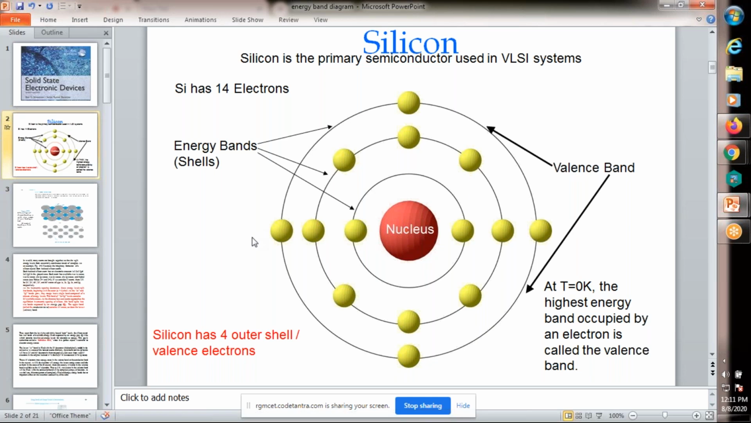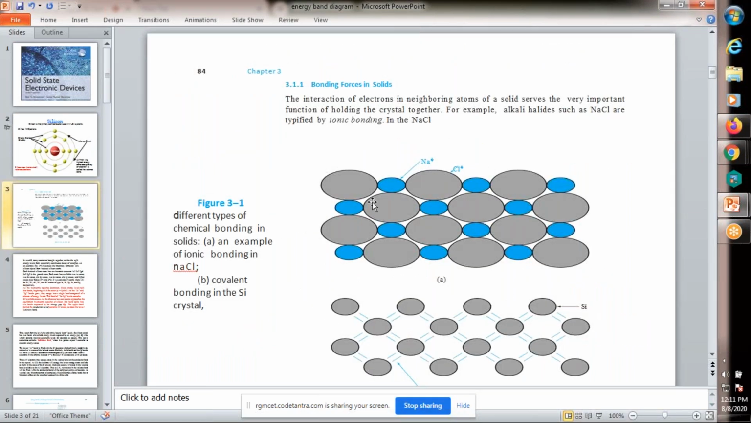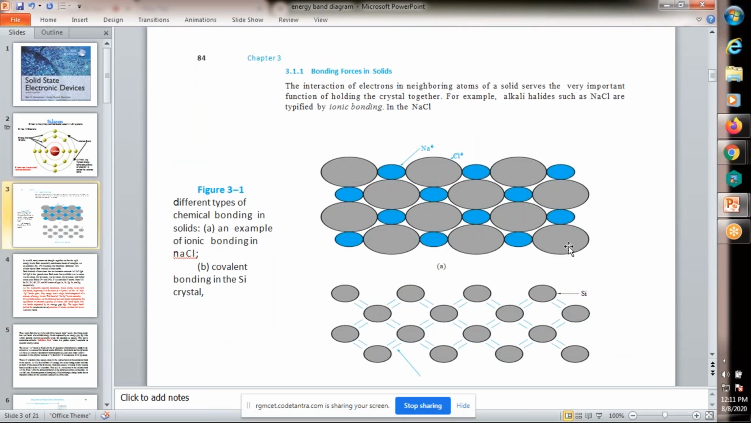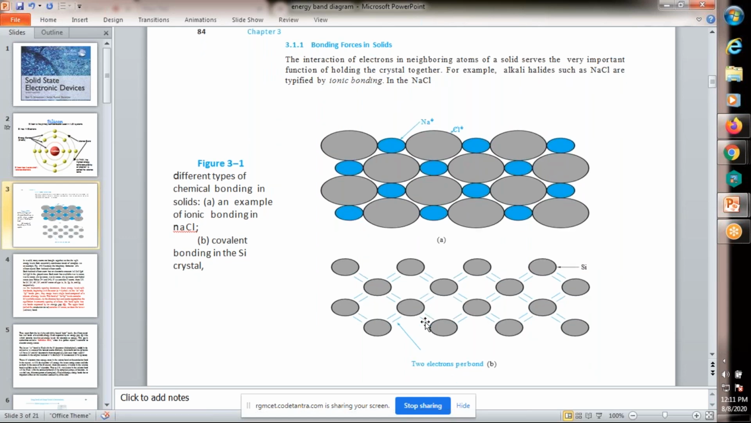Now we discuss different bonding structures in solids. Here is one type of structure. As an example, the first one is the ionic bonding in NaCl, and the second one is the covalent bonding. In covalent bonding, we already discussed this one. Each silicon atom is bonded with another silicon atom with covalent bonds. In covalent bonds, there are 2 electrons per bond.